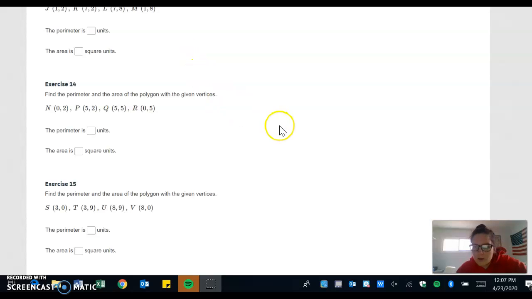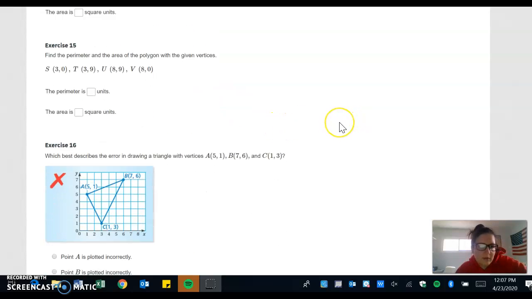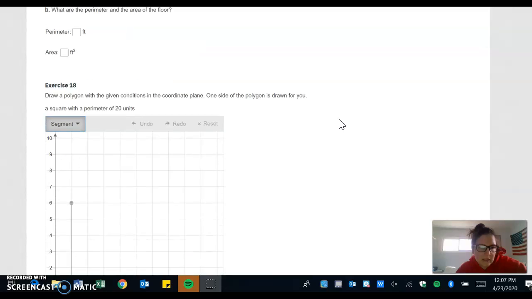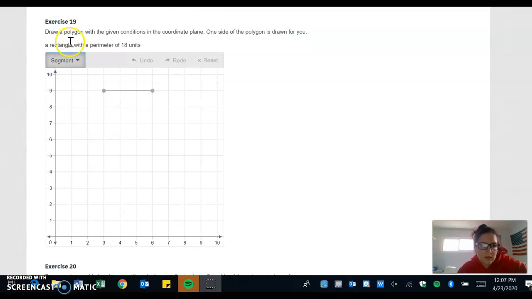Okay, so I got your video, your question on question 19. So if I look at 19, here it is. And it's just draw a polygon with the given coordinates in a coordinate plane. One side is drawn for you, a rectangle with a perimeter of 18 inches. So this is 1, 2, 3 right there.